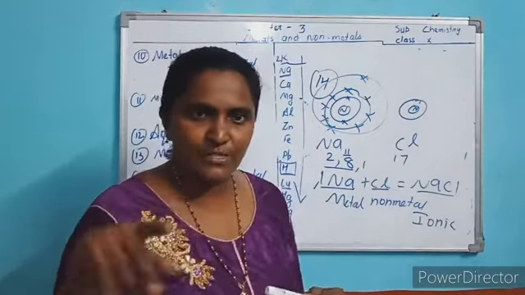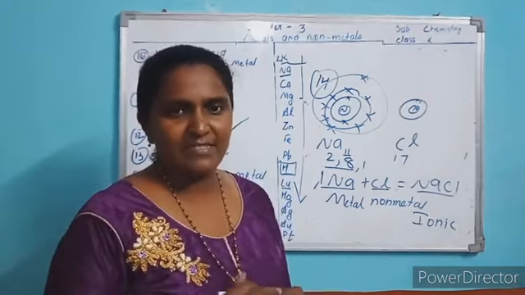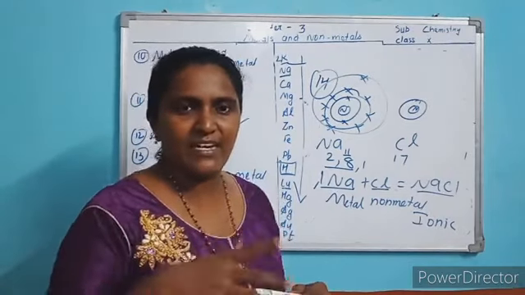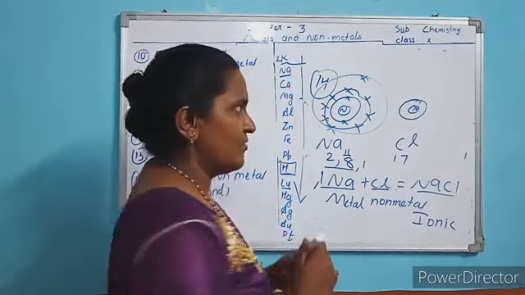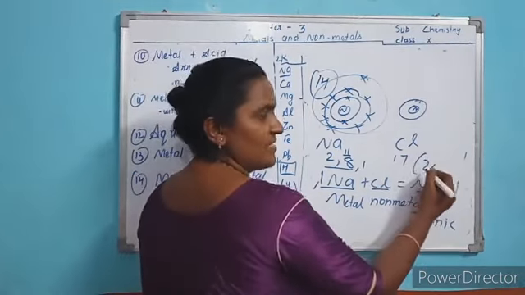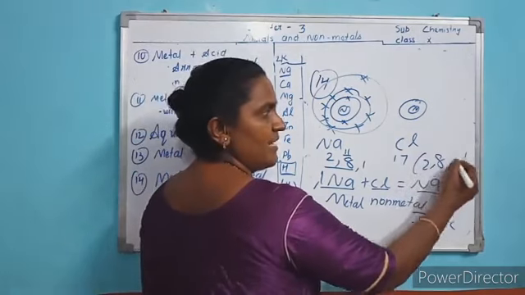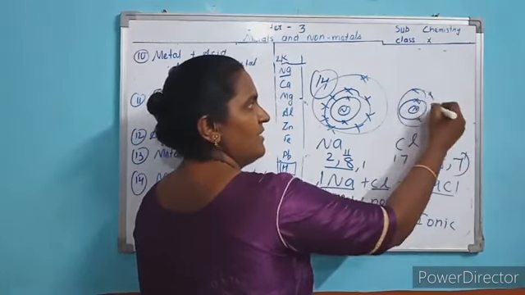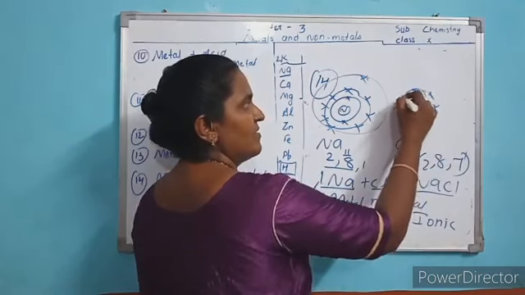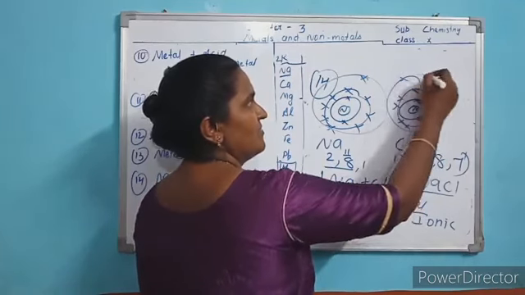So 17 electrons: first shell 2, second shell 8, and the remaining 7 electrons are there. In the third shell, 7 electrons will be accommodated. So we write first shell 2 electrons, second shell 8, the next shell 7.